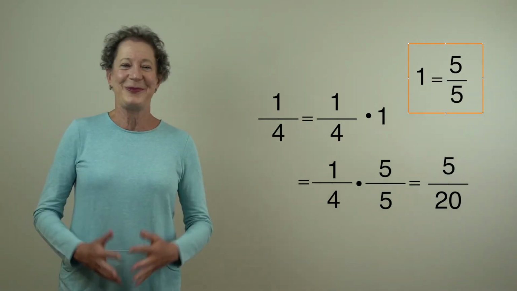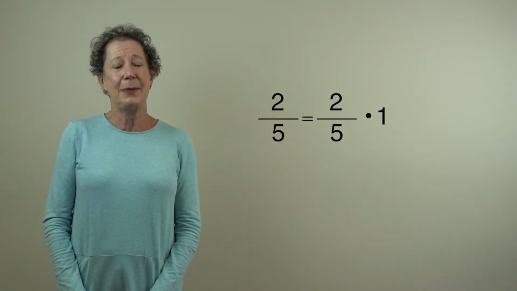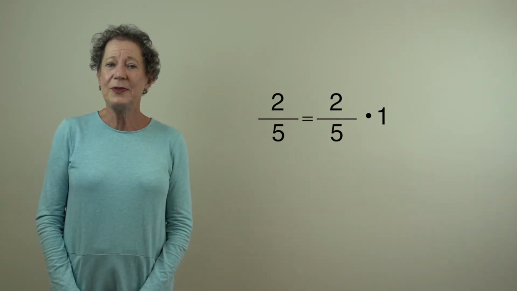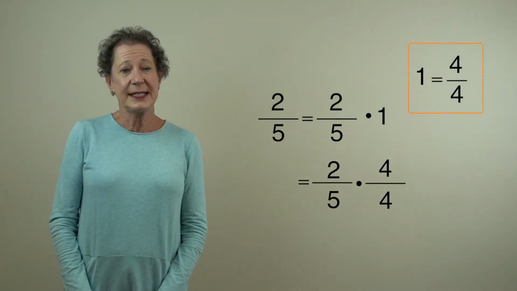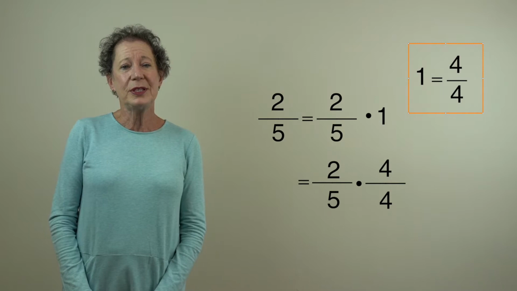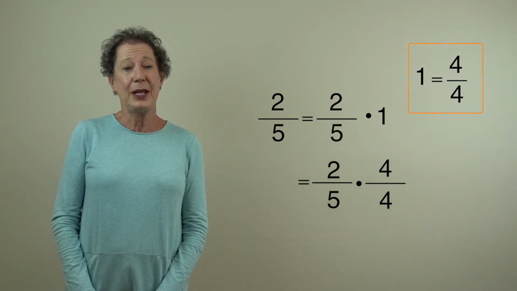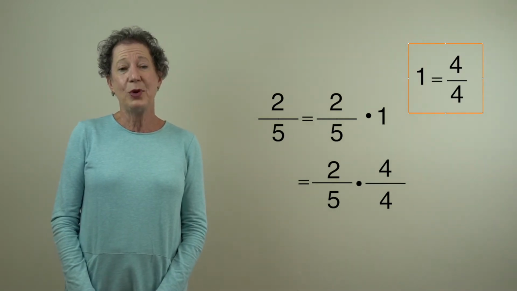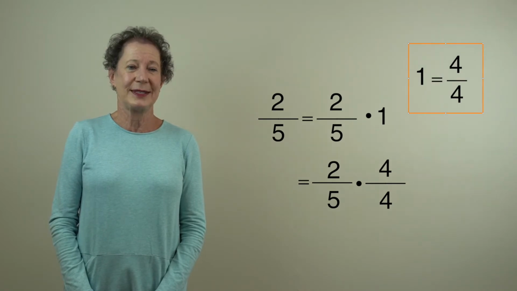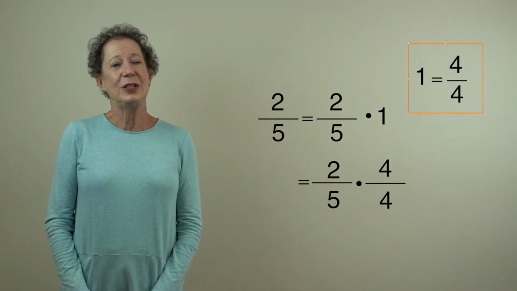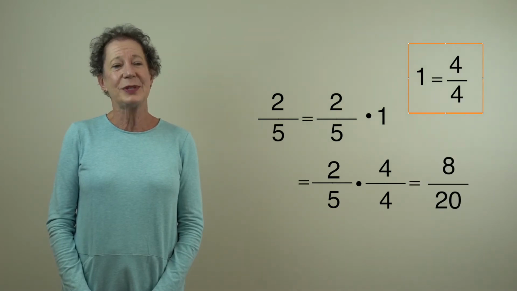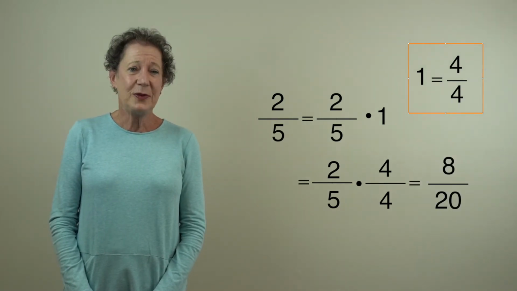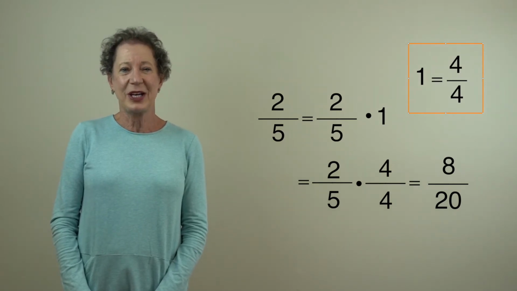We're halfway there. Now to find an equivalent fraction for 2/5 that has a denominator of 20. We start with 2/5 and then use the magic 1. 2/5 equals 2/5 times 1. We use the form of 1 that gets us to the denominator we want. And that form of 1 is 4/4. Back to 2/5 times 1 equals 2/5 times 4/4 equals 8/20. 2/5 and 8/20 are equivalent fractions.